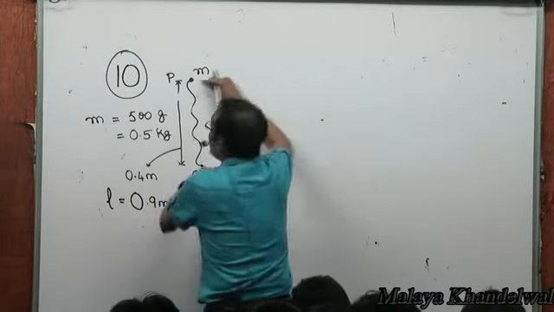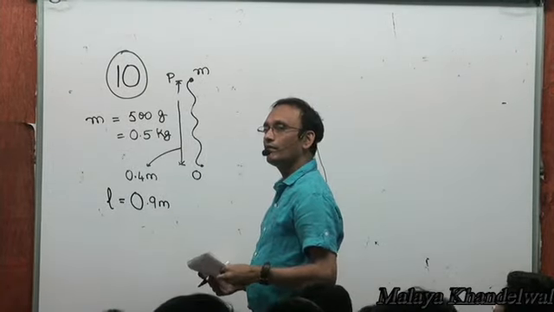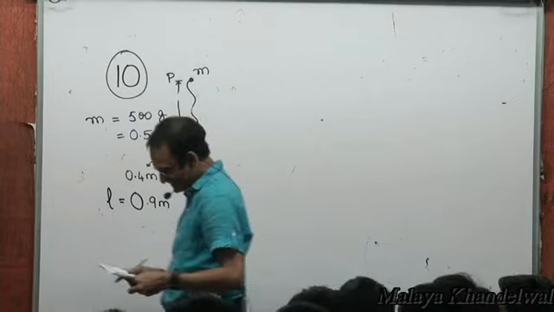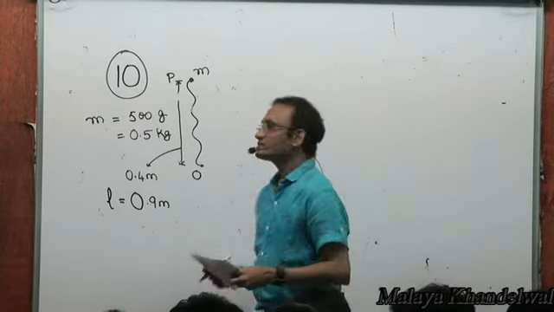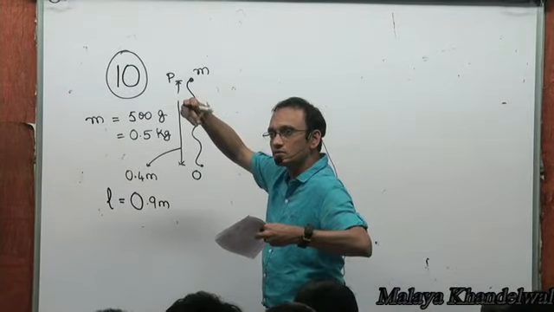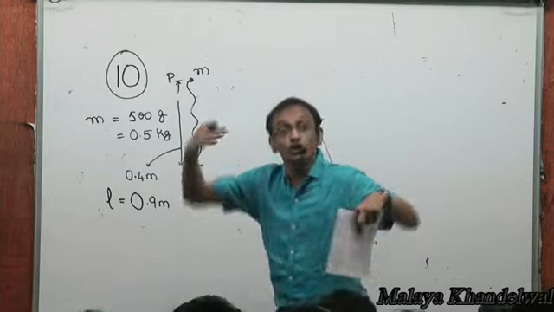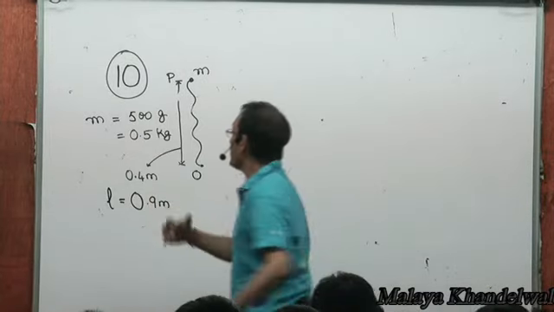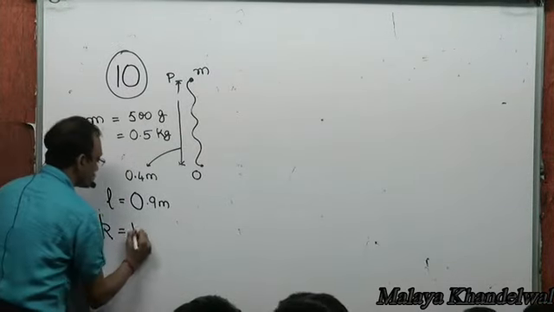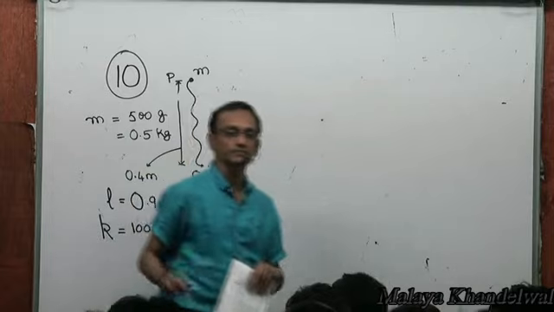The force constant. After it acquires its natural length and starts to elongate, since it behaves like a spring from that point onwards, there is going to be a spring constant associated with it, and that spring constant in its elongated state is given to be 100 Newton per meter. That's given.